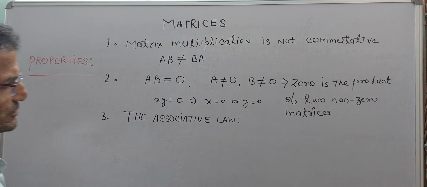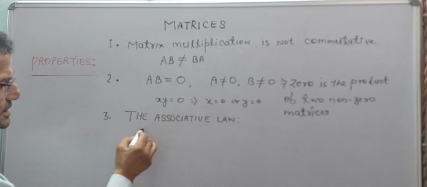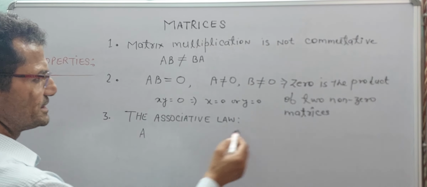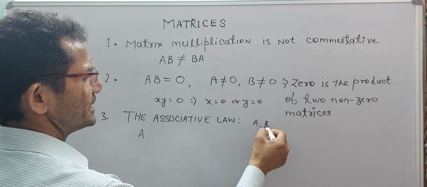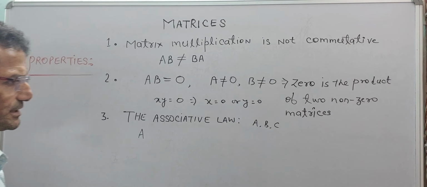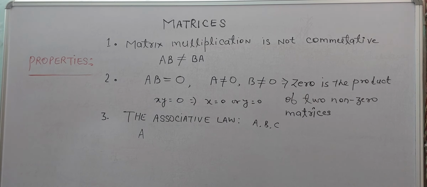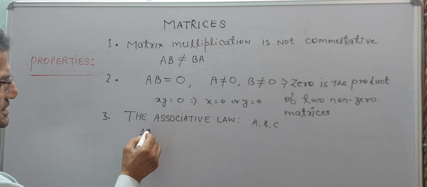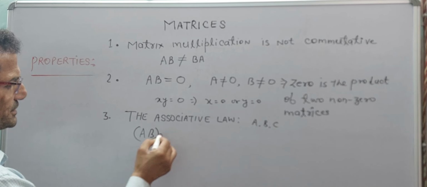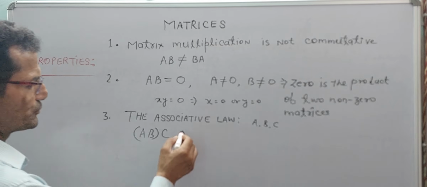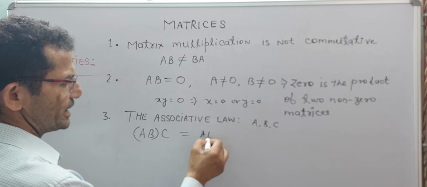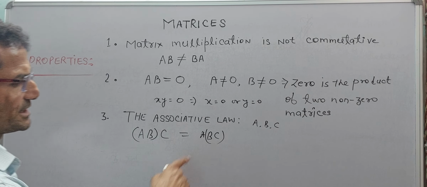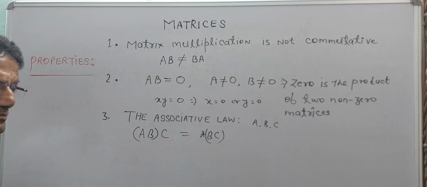Now the third property, the associative law. If we have three matrices A, B, C, their respective orders should be defined for the multiplication. So (AB)C should be equal to A(BC). It is only possible if the left hand side and right hand side are both defined for the multiplication.